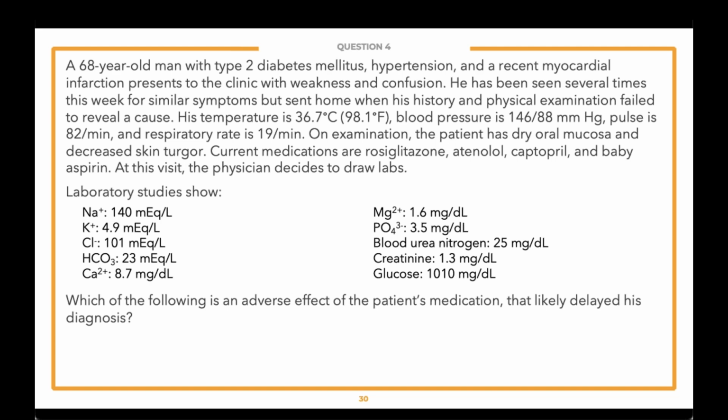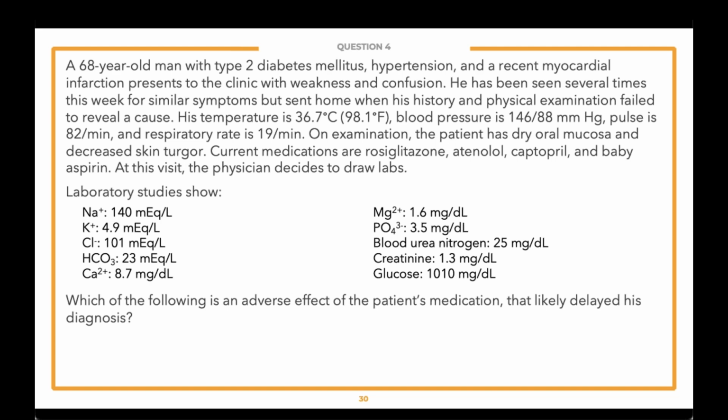At this visit, the physician decides to draw labs. Labs show sodium of 140, potassium of 4.9, chloride of 101, bicarb of 23, calcium of 8.7, magnesium of 1.6, phosphate of 3.5, BUN of 25, creatinine 1.3, and glucose 1,010. So we've got some kind of significant findings in this. Our job is to pick those out and try to catch what's wrong.